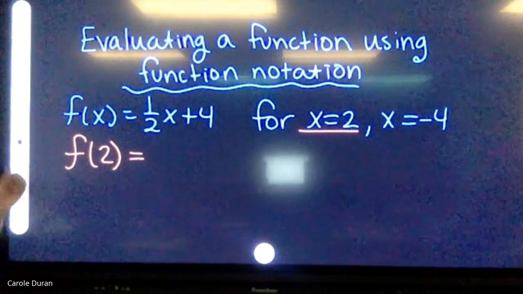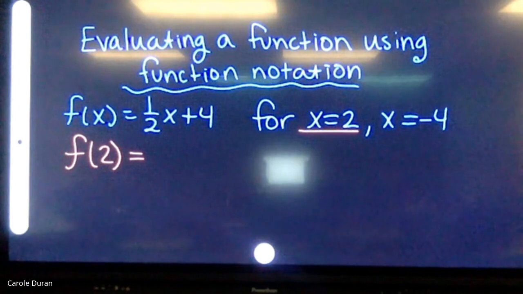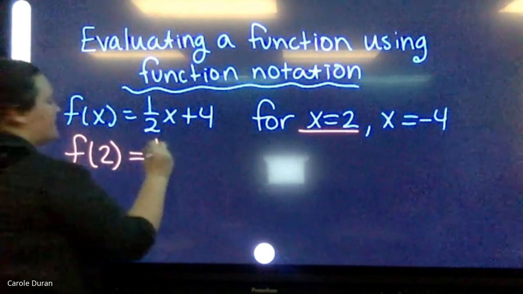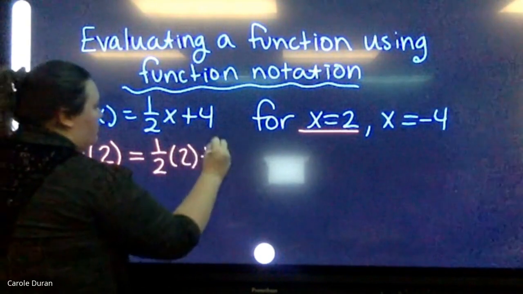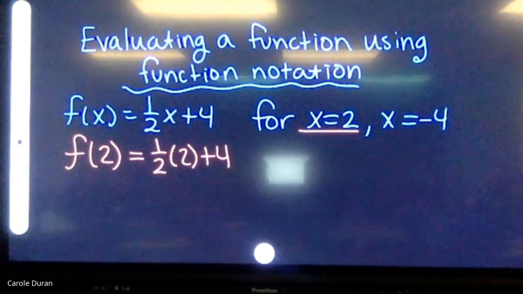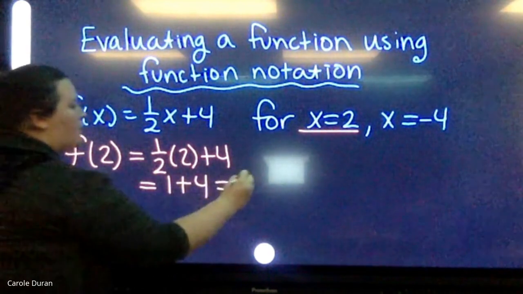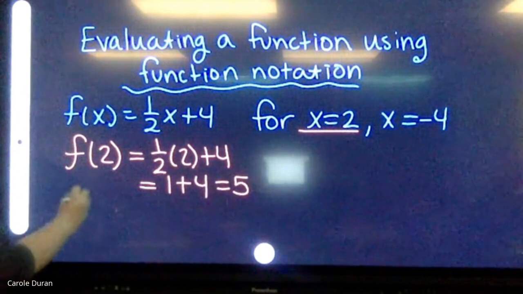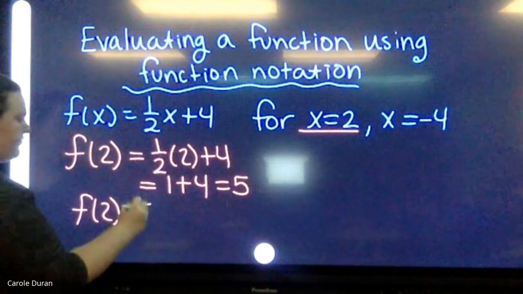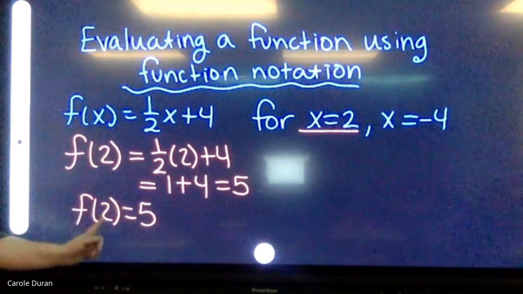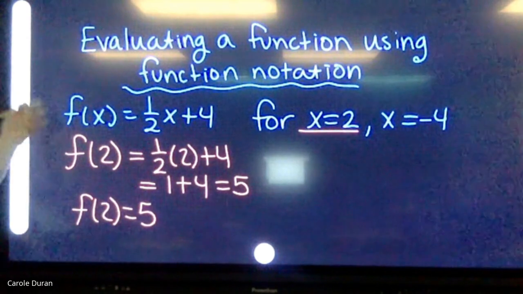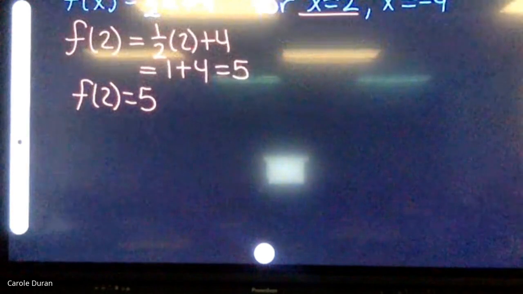So function notation replaces every single x present with a 2, which means my answer is also going to have f of 2 in it instead of f of x. So when I plug this in, I get 1/2 times 2 plus 4. What's 1/2 times 2? 1 plus 4. So function notation says that f of 2 equals 5, which means my function solved at 2 equals that number. So that's what I mean by function notation.